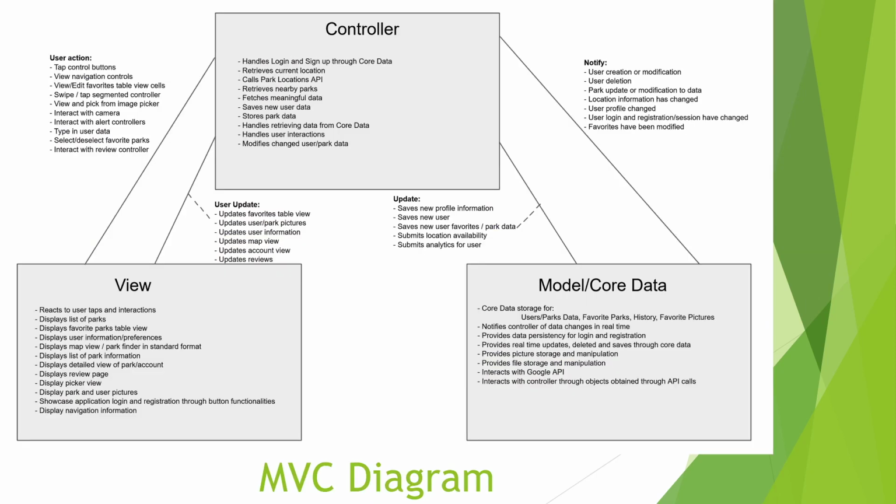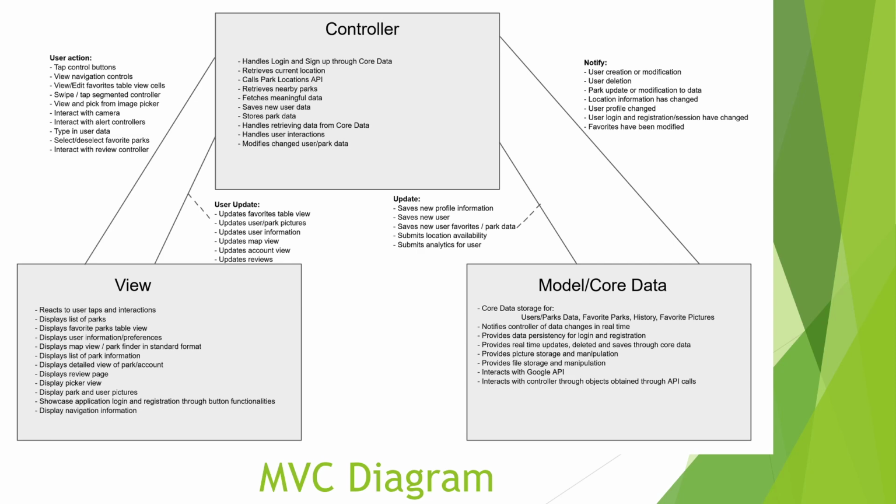This is the MVC diagram for my application. Starting with the model, for this project it is implemented in core data. A user object is managed by core data that contains the user data, favorite park data, and any pictures or other relevant information for the application. The model notifies the controller of data changes in real time, provides data persistency, and ensures unique login capability.